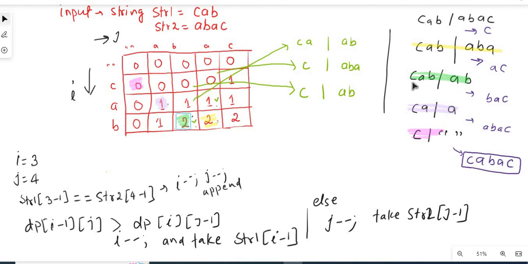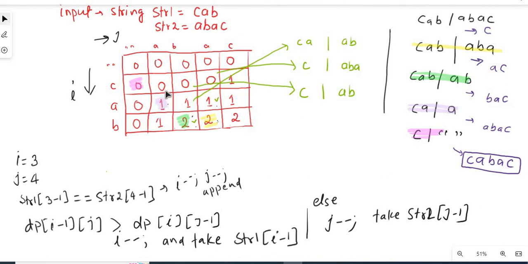So now the execution goes to this green part, and a is added. Now execution goes to this part. Here we check whether b is equal to b. Yes, b is equal to b. Then in that case, i is also reduced and j is also reduced. So we land here, and then we add b to it. We add b only one time. Now execution is here, and the problem statement is ca, and in this part we have only a.